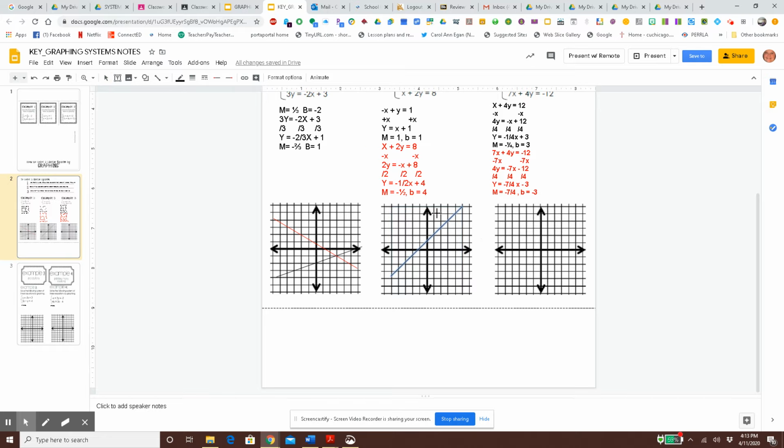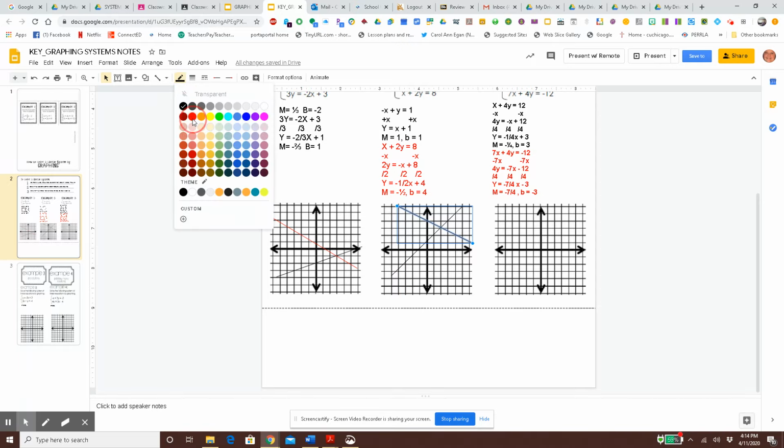So grab another line. Start at 4, 1, 2, 3, 4. And if I go down 1 and over 2, I should see that it's going to go straight through that line. And then down 1 over another 2. Down 1 over another 2. And we're going to make that color red.